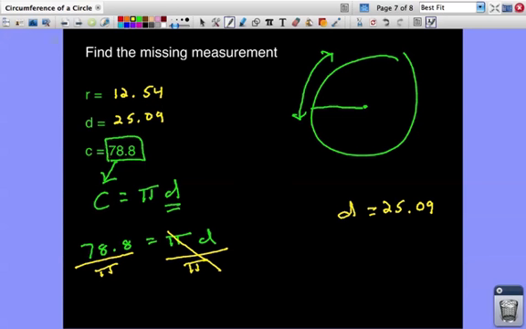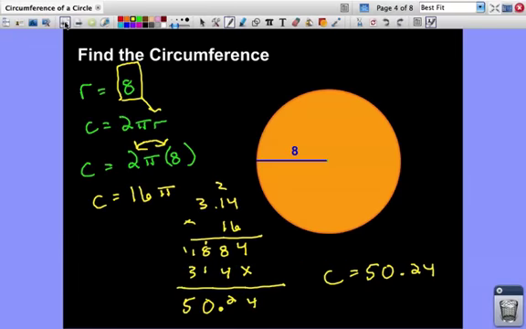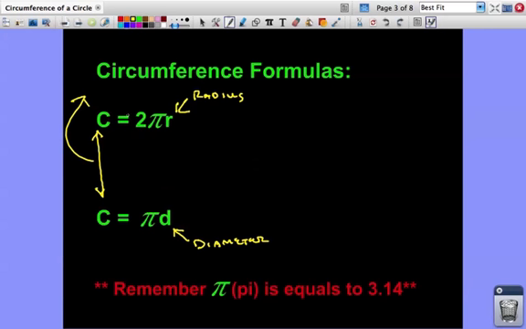So the big important keys here is to know our circumference formulas. Circumference equals 2 times pi times the radius, and circumference equals pi times the diameter. And to make sure that we use 3.14 when we're using pi.